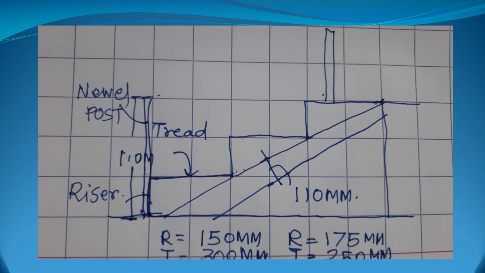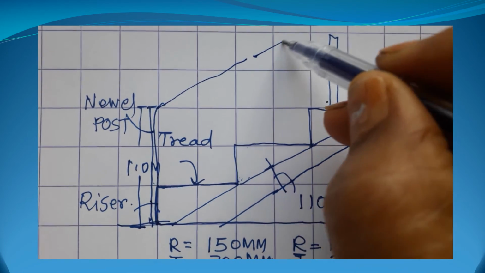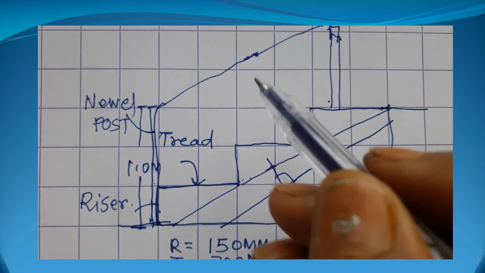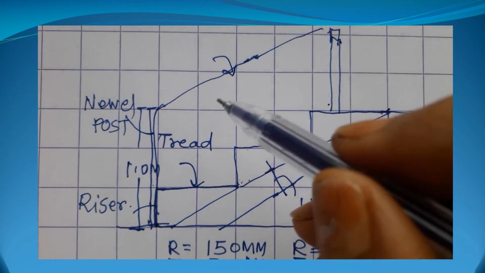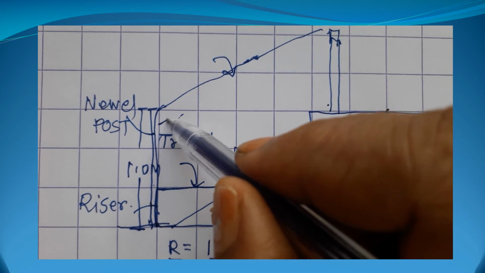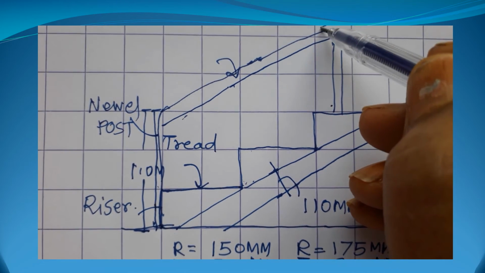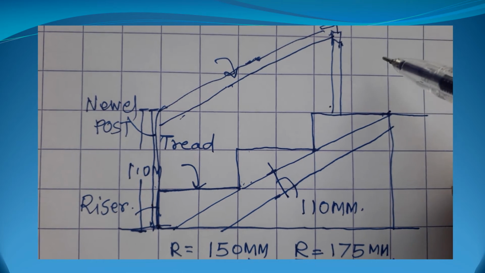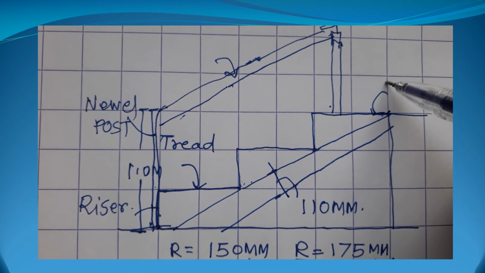Now join these two lines at the top of the posts. This will be called the handrail. Considering the material of the handrail may be a steel pipe of size 50 mm, we will draw the thickness of the handrail. Now the end of the steps will be called the landing.